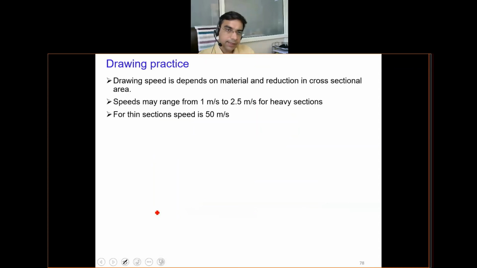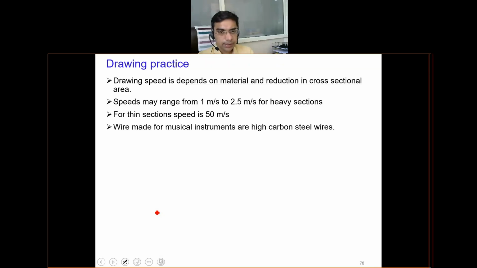So drawing practice basically depends on the material and the cross section area that we want to reduce. Speeds in this case may vary between 1 meter per second to 2.5 meter per second for heavy sections. For thin sections, the speed can be almost 50 times higher, say 50 meter per second. Examples of the product are the wires used in musical instruments like guitar, etc., which are made up of high carbon steels. They can be produced using this drawing process.